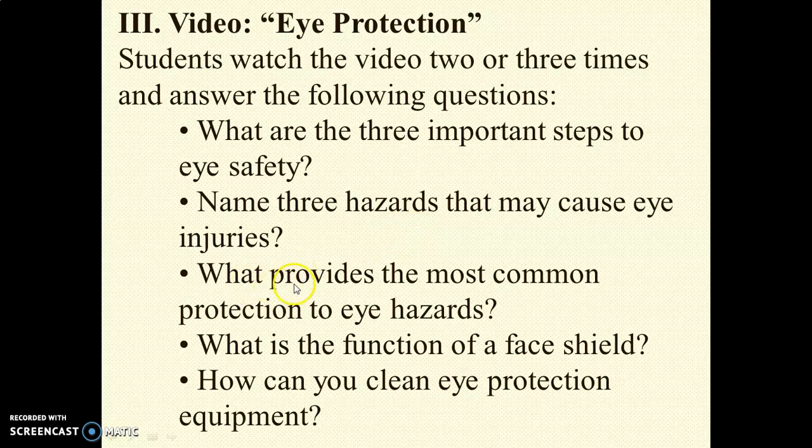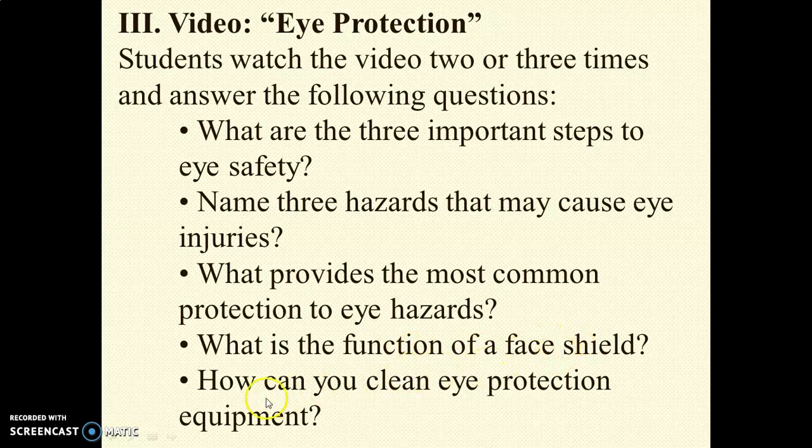And then, what provides the most common protection to eye hazards? What provides means what gives, what offers the most common protection, the protection that is most frequent, that we find more than any other protection. That's the meaning of most common protection. What is the function of a face shield? What is its particular job? What does it do exactly?